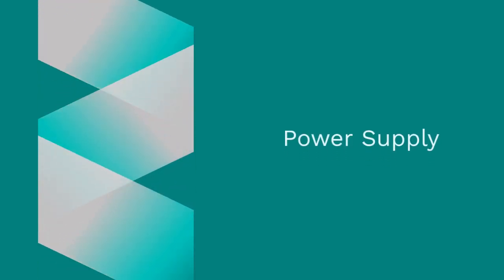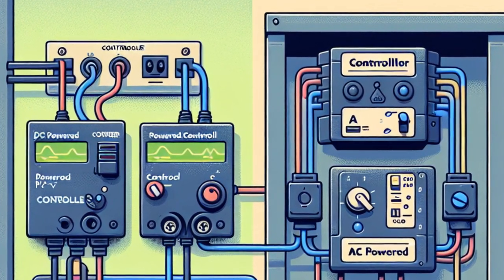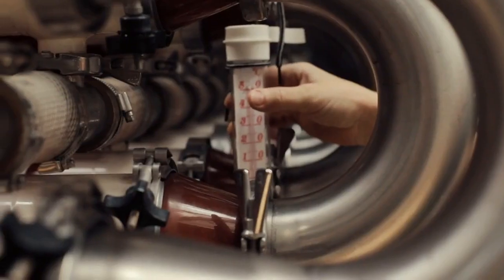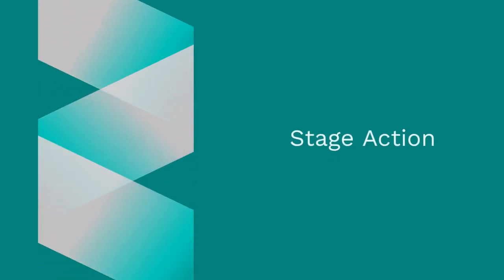Power supply. If you have DC power supply in your electrical panel, then choose a DC-powered controller, and if you have AC power supply, then choose an AC-powered controller. So, choosing according to available power supply is a must.